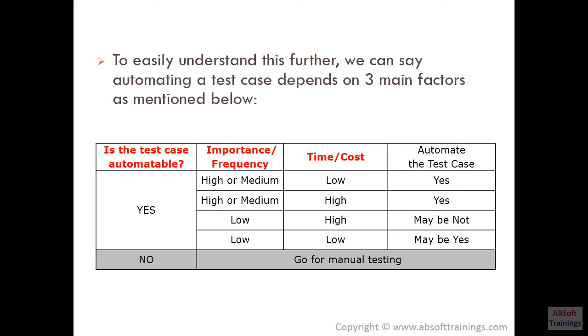As mentioned in the table, it's always good to automate if a test case is automatable and importance or frequency are high or medium, irrespective of time and cost. If it costs a lot to automate and importance or frequency are low, you may automate or you may not automate. Maybe you may not automate. And finally, if you can't automate a test case, there is no other way, you need to manually test it.